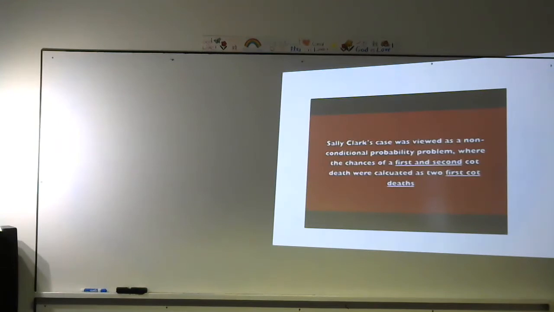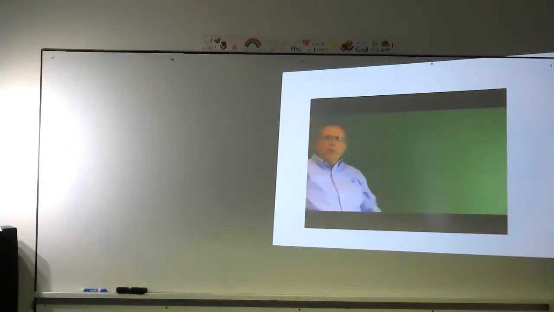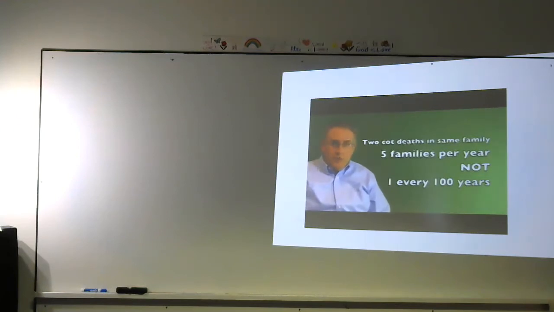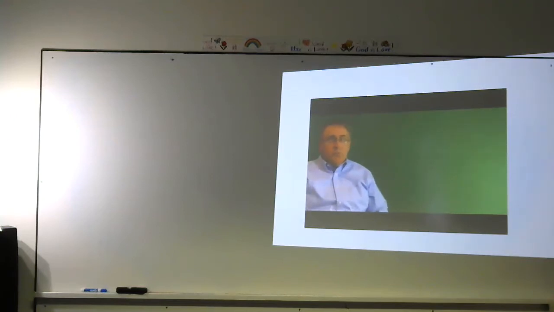Sally Clark's case was viewed as a non-conditional probability problem, where the chances of a first and second cot death were calculated as 2 first cot deaths. To accurately calculate the probability of 2 infants dying in the same family of cot death, you would have to use this formula: 1 over 1,300 times 1 over 100, which is 1 over 130,000. That translates to about 5 families per year to have cot deaths, not 1 every 100 years. Quite a difference. Although this is still pretty rare, it's a long way from 1 over 73 million.